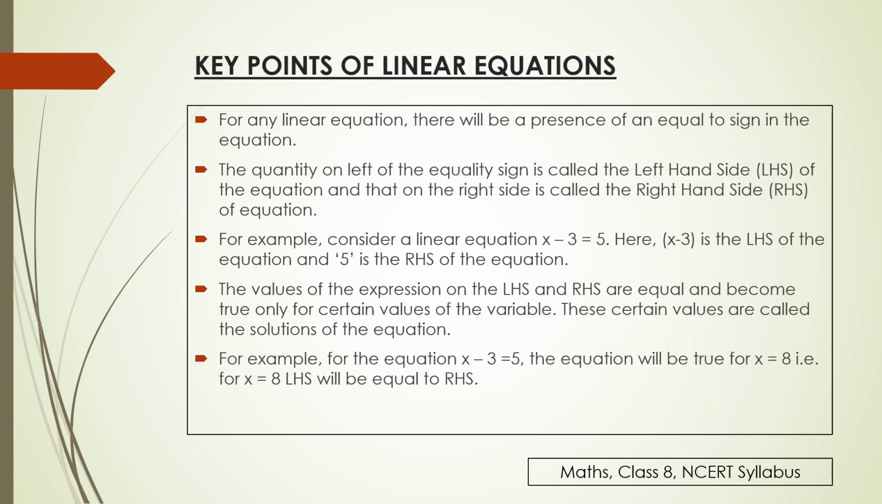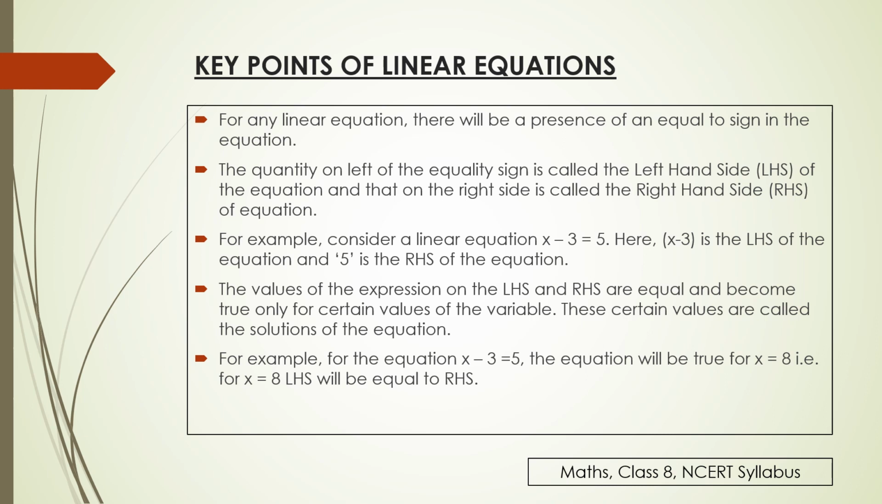Now let's see some key points of linear equations. Point 1. For any linear equation, there will be a presence of an equal to sign in the equation. Point 2. The quantity on the left of the equality sign is called the left-hand side or LHS of the equation, and that on the right side is called the right-hand side or RHS of the equation. For example, consider a linear equation x minus 3 equal to 5. Here, x minus 3 is the LHS of the equation and 5 is the RHS of the equation.